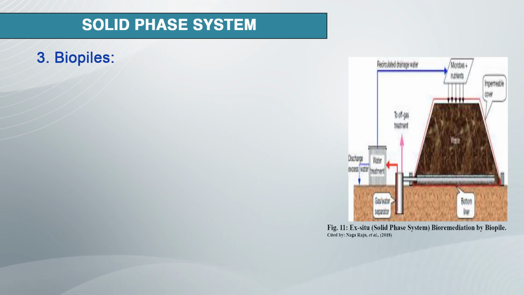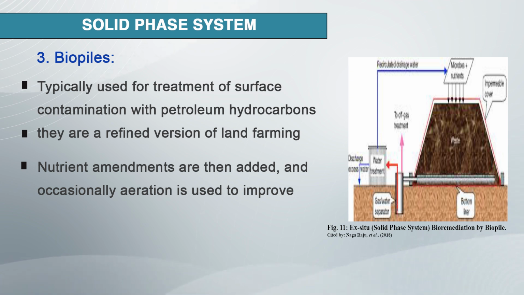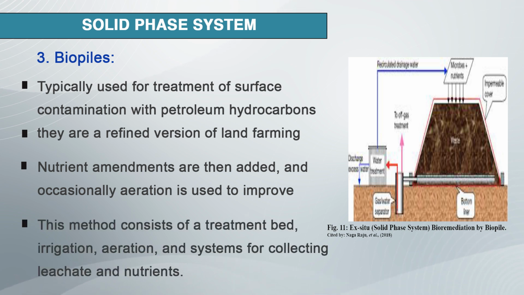Next one is biopiles, typically used for the treatment of surface contamination with petroleum hydrocarbons. They are a refined version of land farming that tend to control physical losses of the contaminants by leaching and volatilization. Nutrient amendments are then added and occasionally aeration is used to improve the bioremediation process by essentially boosting microbial activity. This method consists of a treatment bed, irrigation, aeration and a system for collecting leachate and nutrients.